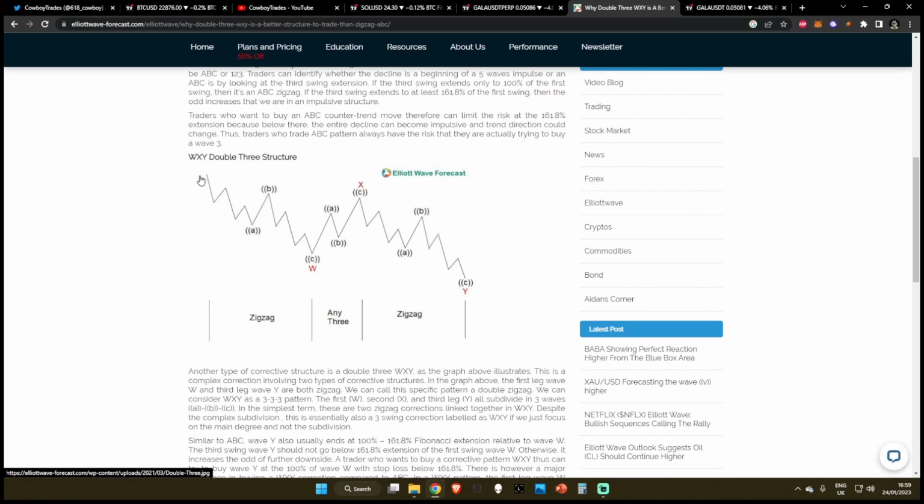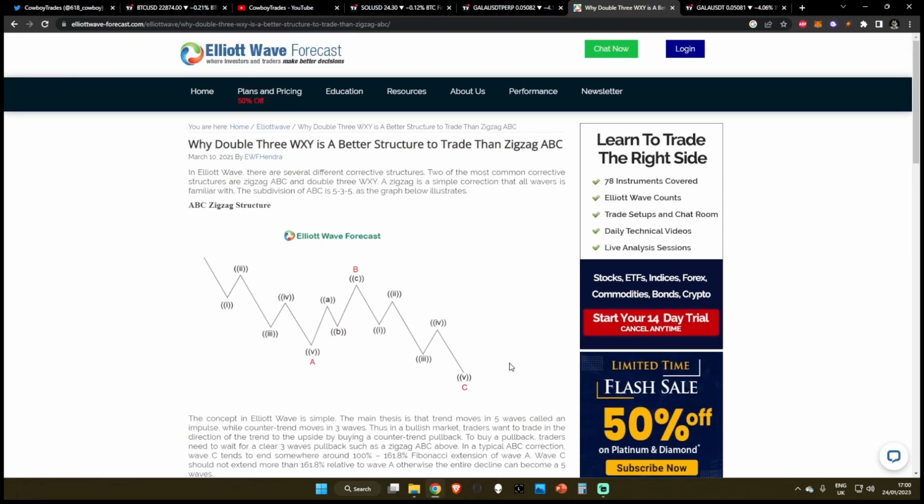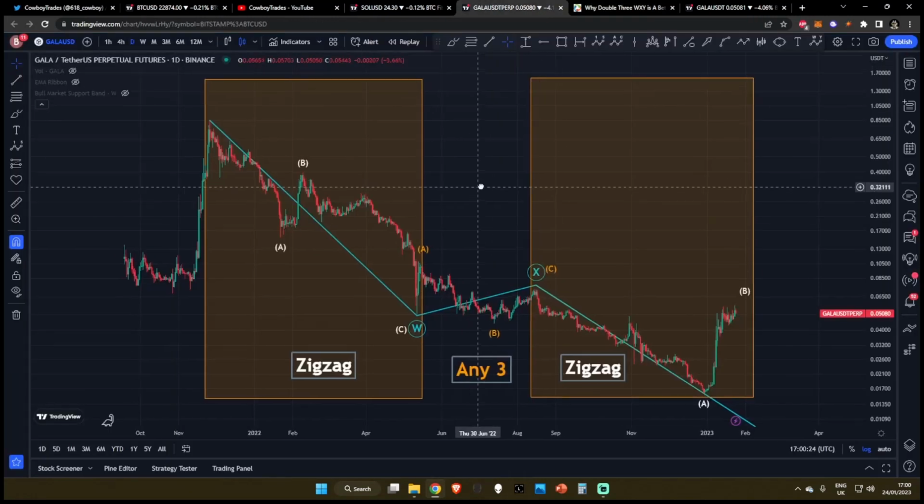And because we're looking at a zigzag ABC, an any free ABC, and then another ABC, it'd be a bit of a mouthful to have another ABC on that, so you have this called a WXY. So you've got 2 zigzag ABCs, you've got an any free ABC, and instead of just calling this macro one another ABC, we call it a WXY pattern, which is very similar to just another ABC zigzag pattern in the higher time frame.